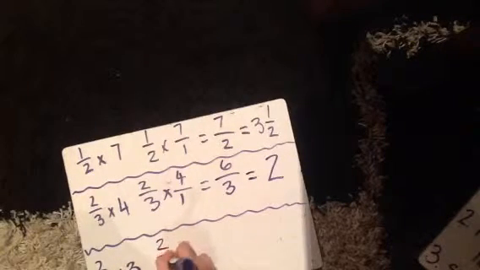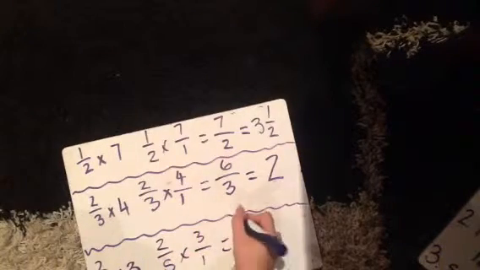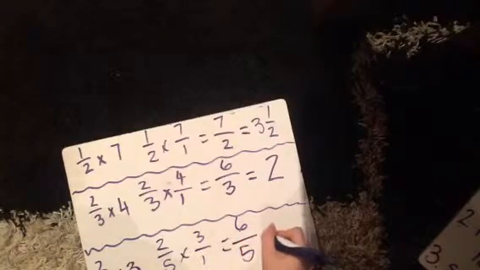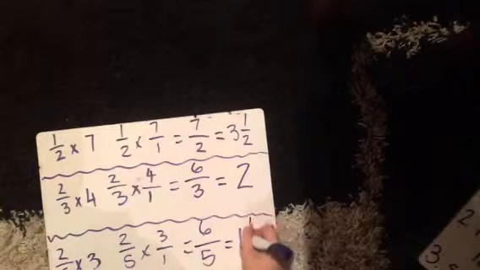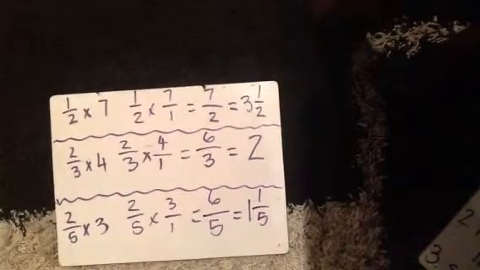Next one, 2/5 times 3. So we have 2/5 times 3 over 1 equals 2 times 3 is 6, 5 times 1 is 5, equals 5 goes into 6 once with 1 left over, and our denominator of 5 stays the same. And that's our answers. I hope your answers were the same, and now you're free to go on to the next activities.